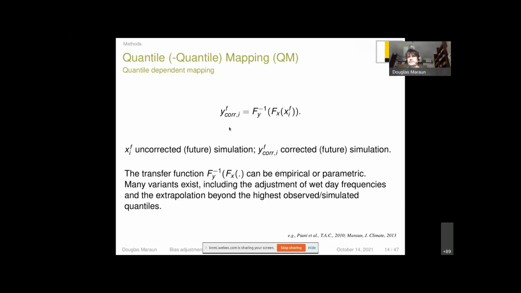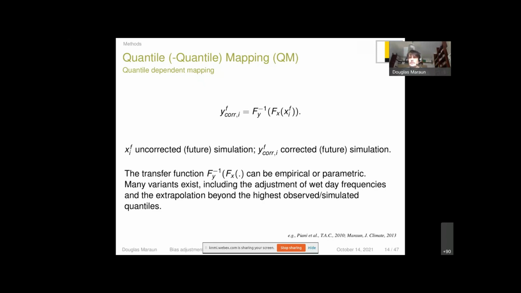This transfer function can be empirical. That means that you look at the quantiles of the observations and the quantiles of your model, and then you define a mapping between each quantile. Or you assume a certain parametric distribution. So you could, for example, assume a normal distribution for temperature, or a gamma distribution for rainfall, or you could even have a specific model for extreme values. So there are many, many different variants of these.